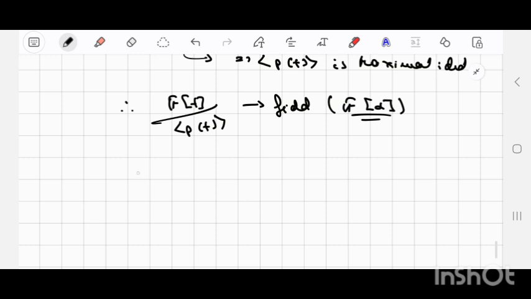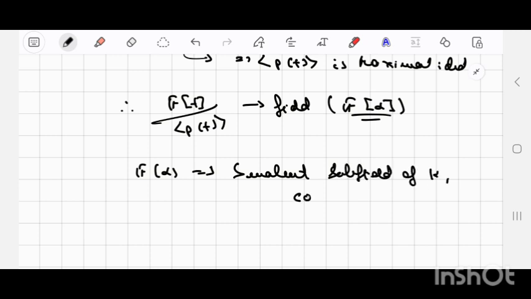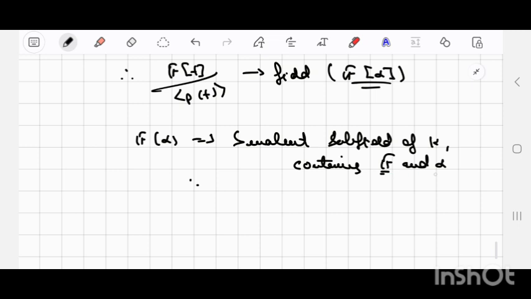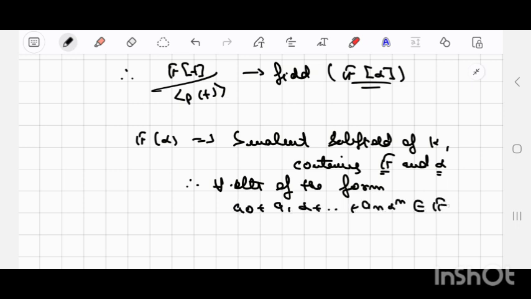Now what more had we said? If you recall, we had defined F(alpha) to be the smallest subfield of K containing F and alpha, right? Therefore, since it contains every element of F and alpha, all the elements of the form a0 plus a1 alpha and so on till an alpha to the power n belong to F(alpha) by the properties of fields, right?